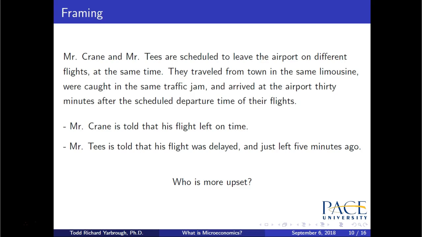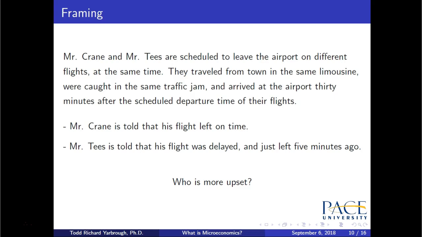The way that framing works is that the way that we see situations is not agnostic to what we just experienced. And here's a really good example of that. Mr. Crane and Mr. Tees are scheduled to leave the airport on different flights, but at the same time. They've traveled from town in the same limousine, were caught in the same traffic jam, and arrived at their airport 30 minutes after the scheduled departure time of their flight. So they both missed their flight, and they both missed their flight by 30 minutes.